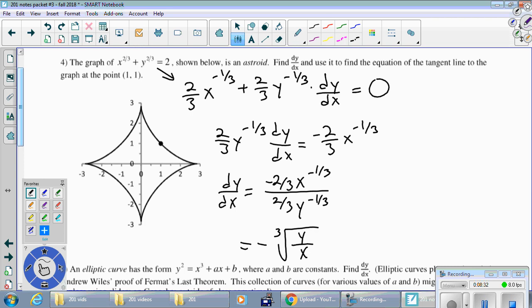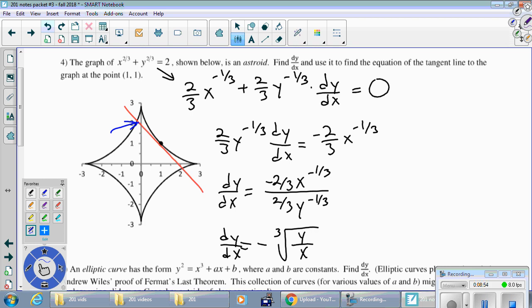And then we're going to use that dy dx equation to find the equation of our tangent line at a particular point. That point is, what is it, (1, 1). So we can draw a tangent line. Looks like the slope here maybe is like a perfectly negative 1, maybe. And the y-intercept looks like it's roughly 2. Let's see how it goes.